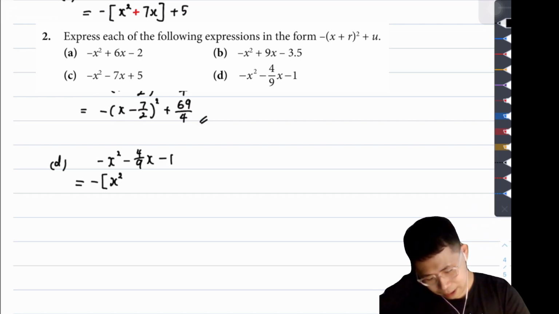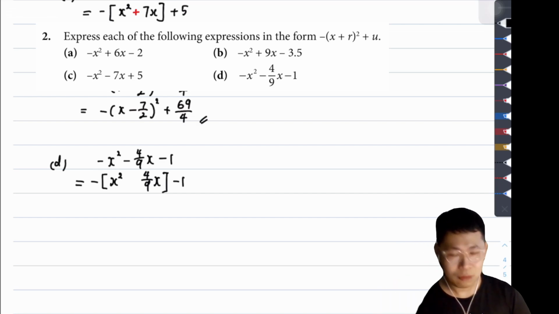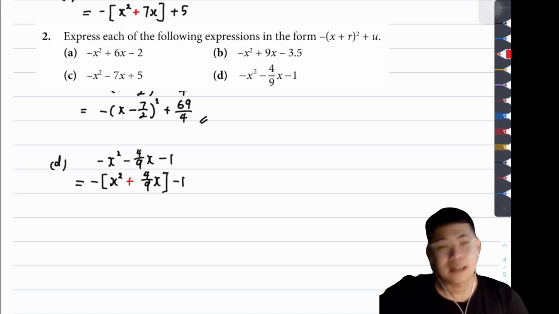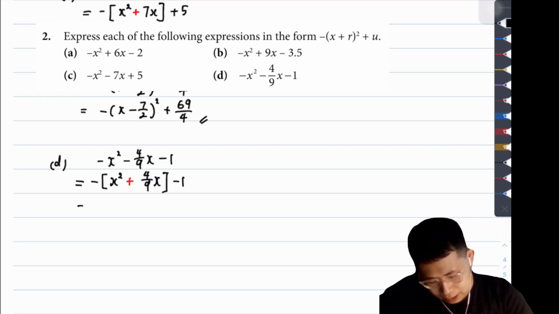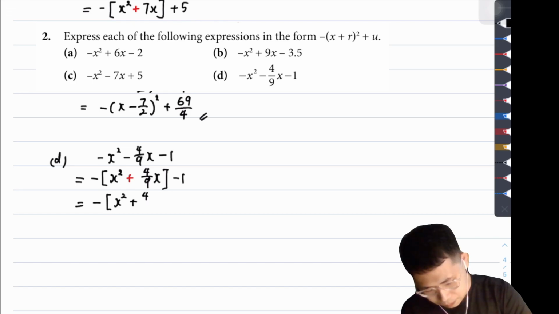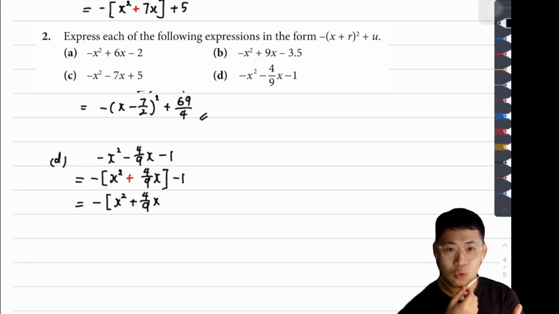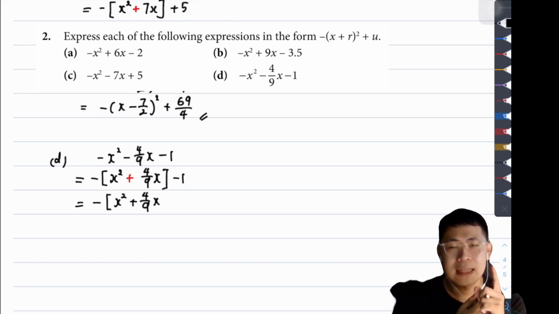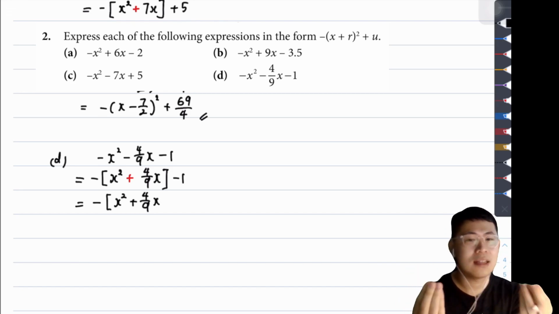I'm going to have my x squared, I'm going to have my 4 over 9x, and on the outside I have my negative 1. So that when you expand back it's equivalent, right? Then the next one, negative of, I'm going to add my b over 2 squared. 4 over 9 is my b. When I divide by 2, I will try to make it the simplest one. The numerator is even, so we can split it out. 4 over 9 divided by 2 is 2 over 9.